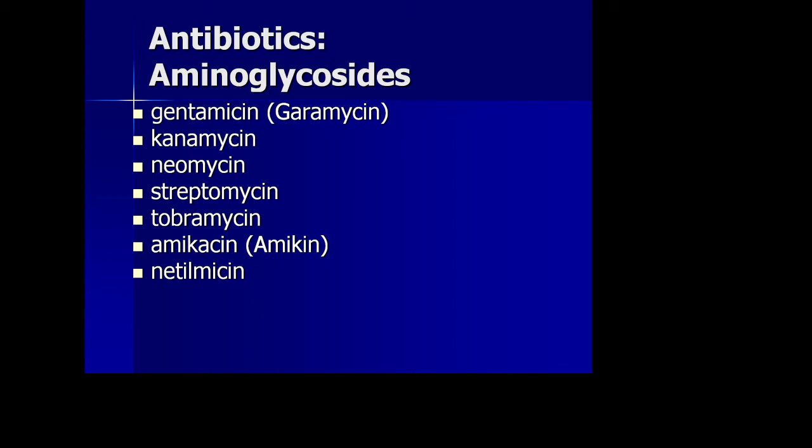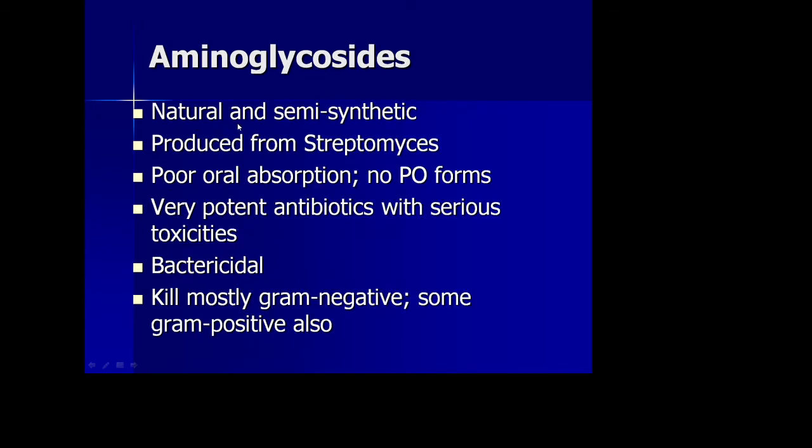So the next antibiotic is the aminoglycoside antibiotics. So, friends, the aminoglycoside class of antibiotics includes gentamicin, kanamycin, neomycin, streptomycin, tobramycin, and amikacin, which are commonly available in the market under the aminoglycoside category. They are used for various types of infections, right? Natural and semi-synthetic aminoglycosides are available, produced from Streptomyces, and have poor oral absorption.